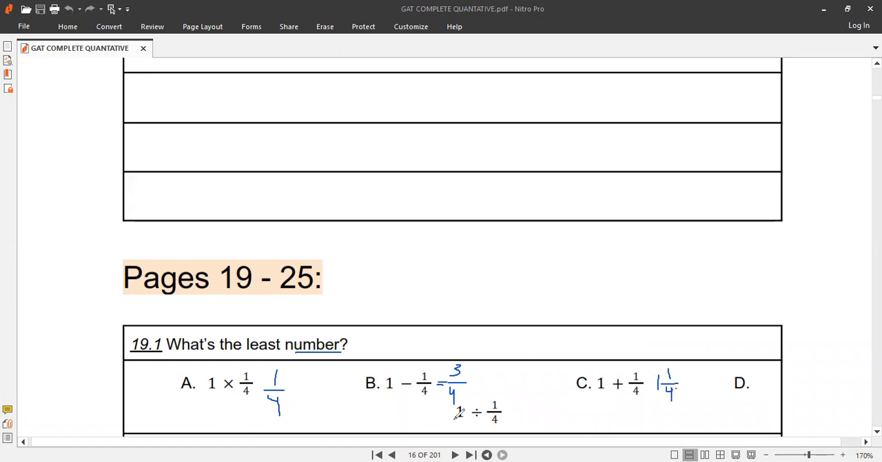Some students, they think it's D. 1 divided by quarter equals 4. How? Because we do keep, change, flip. So you need to flip it. It becomes 1 multiply 4. 4 divided by 1 is 4. So here the answer is 4. Here 1 over 4 greater than 1. Here 3 over 4. Here we have quarter. So the answer is A.